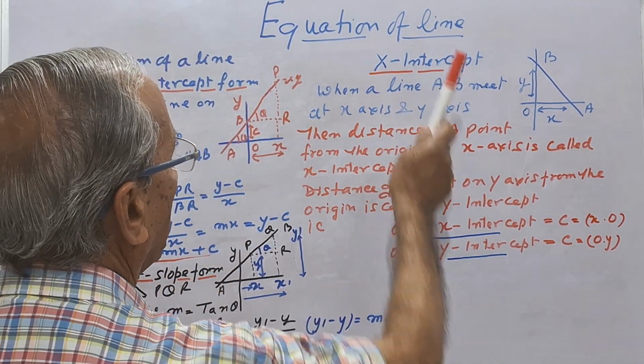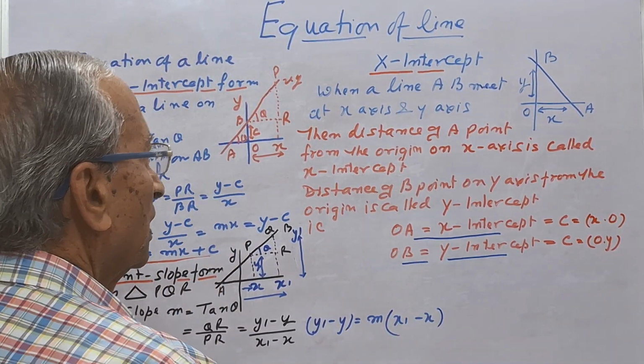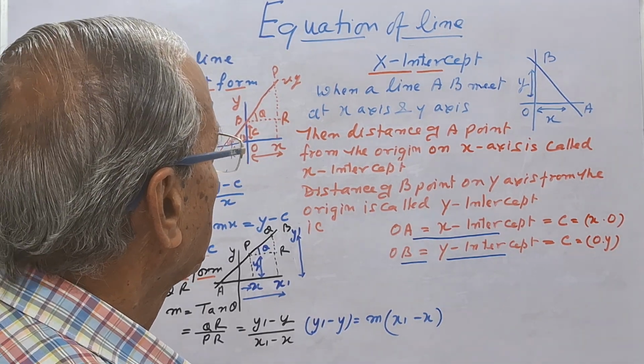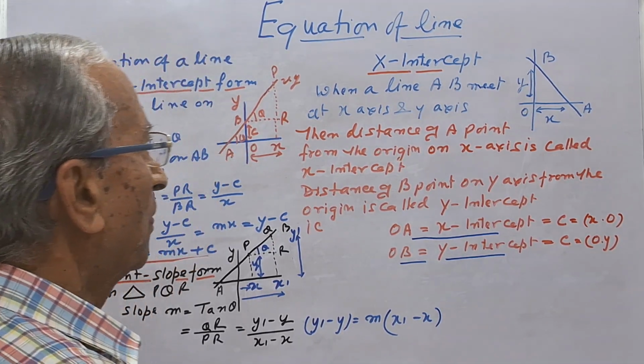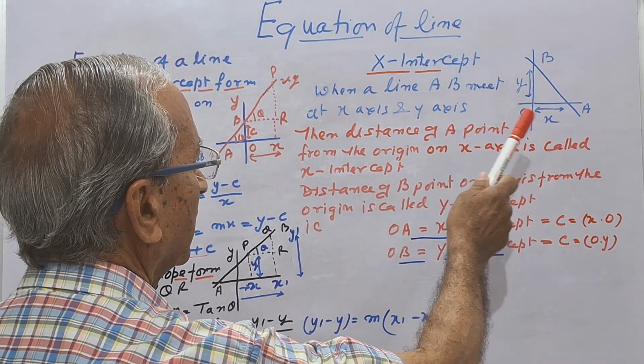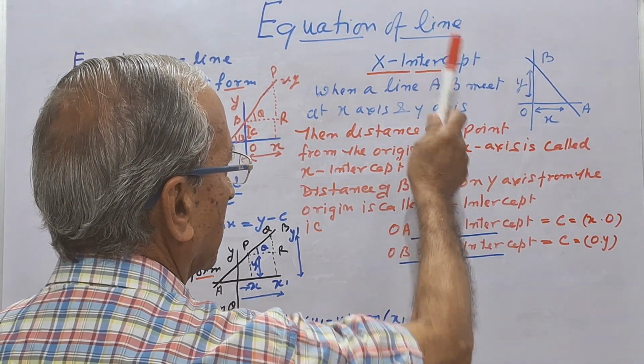In a question of line, I will explain to you certain properties of the equation of line. One is intercept.